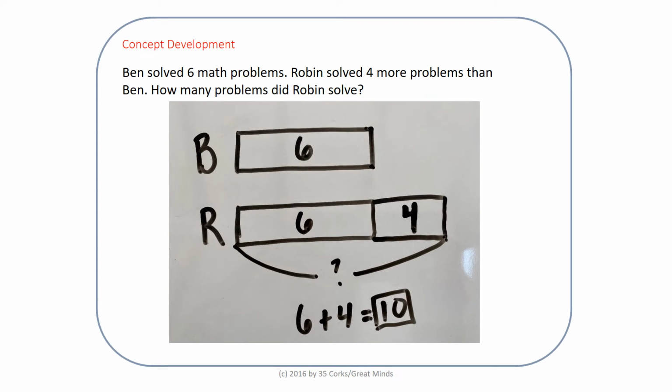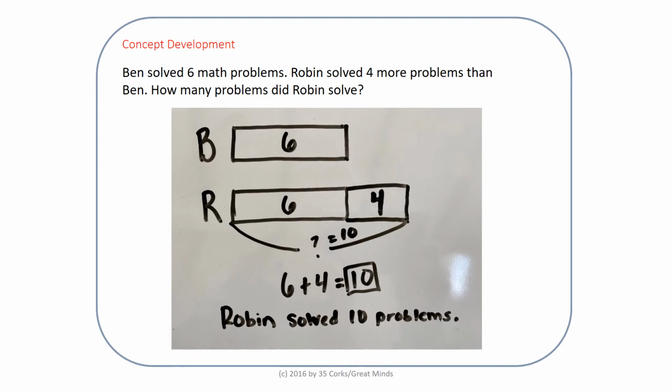Good, 6 plus 4 equals 10. How many problems did Robin solve? Robin solved 10 problems, and I put where my question mark is that it equals 10. I boxed my number 10 in the number sentence to show that's what I was finding, and I have my word statement saying Robin solved 10 problems.